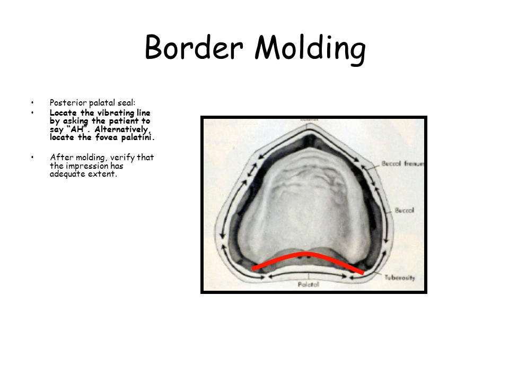Border molding the posterior area and the coronoid process are critical components in achieving retention of the upper denture. In most cases, the tray should exhibit a peripheral seal, exhibited by distinct suction on removal.